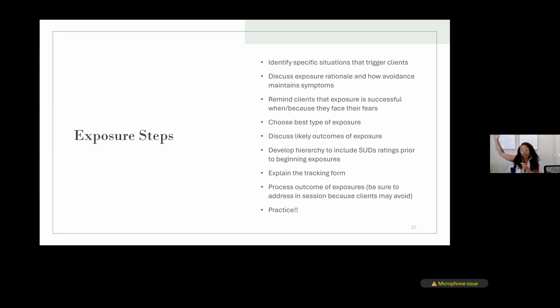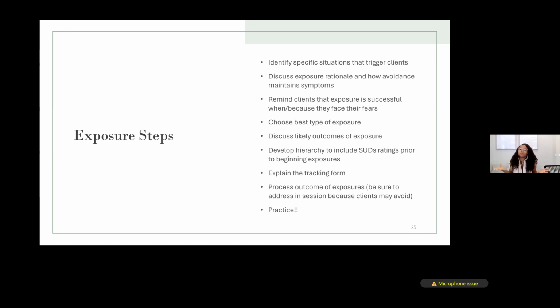You also want to discuss, you want to choose the best type of exposure, discuss the likely outcomes, and you develop a hierarchy, right? And so we don't throw a client into the highest, most distressing thing that we can think of. We start with actually relatively easy, low distress activities to help a client build up kind of their own confidence and their own sense of having their own resources. So by the time we get to the higher, more distressing levels, a client feels like, okay, I can handle this. And then you practice.